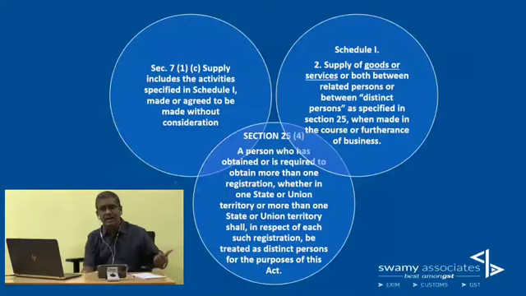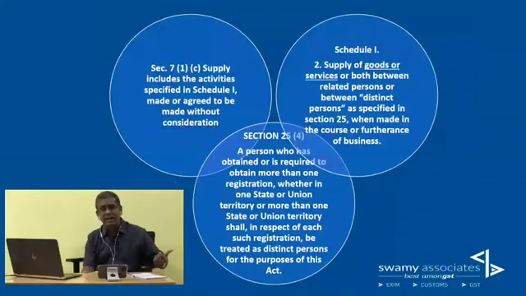So for that, we have to go to section 25. Under section 25, subsection 4, a person who has obtained or is required to obtain more than one registration, whether in one state or union territory or more than one state or union territory, shall, in respect of each such registration, be treated as a distinct person.